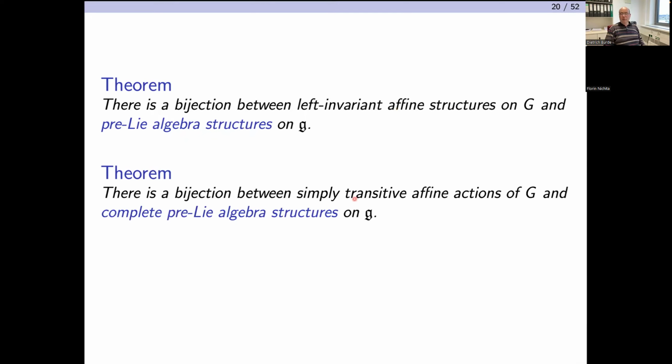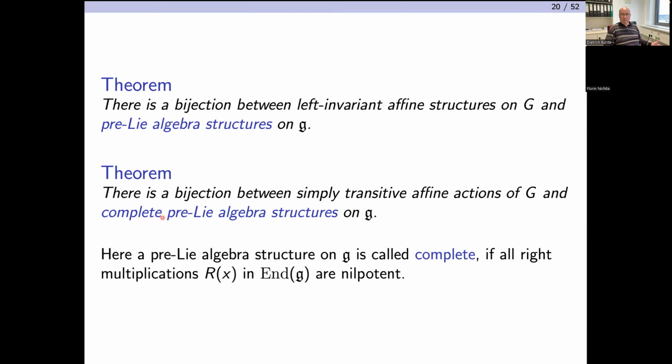Well, the simply transitive affine actions are a little bit stronger. There you get a complete one. And what does complete mean on the level of the Lie algebra? Here's some sort of characterization: if all right multiplications are nilpotent. You have to justify the definition, that it really corresponds to completeness in the differential geometry setting, of course.